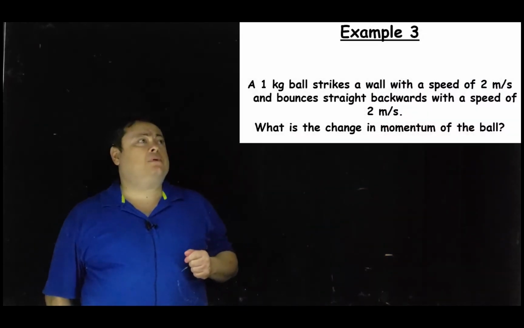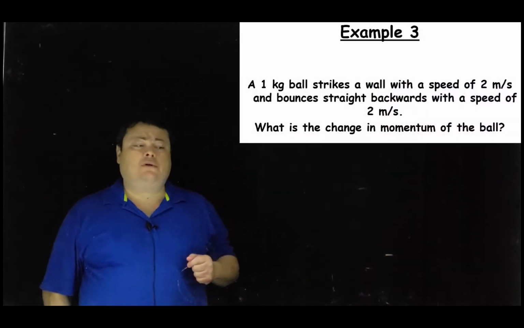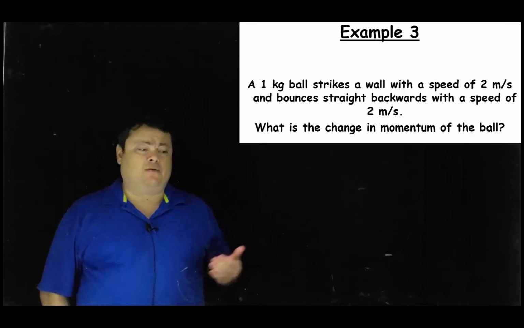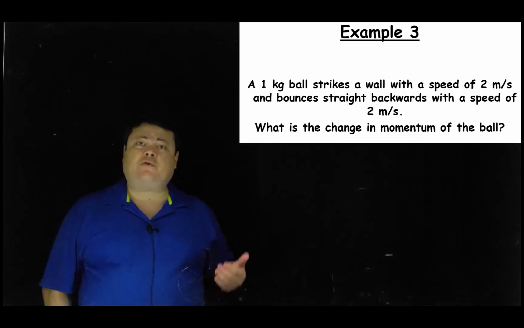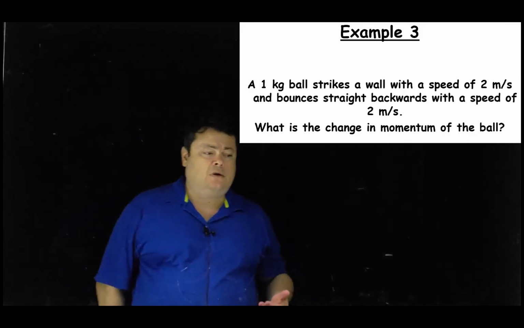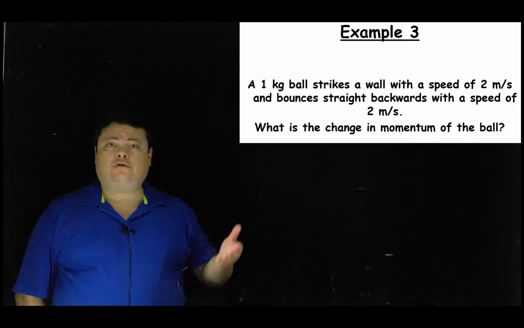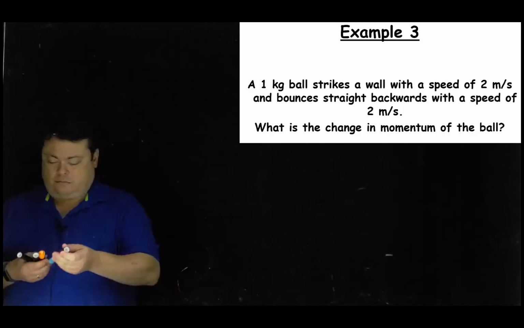Example number 3. A 1 kilogram ball strikes a wall with a speed of 2 meters per second and bounces straight backwards with a speed of also 2 meters per second. What is the change in momentum of the ball? Please work your solution and come back to check mine.